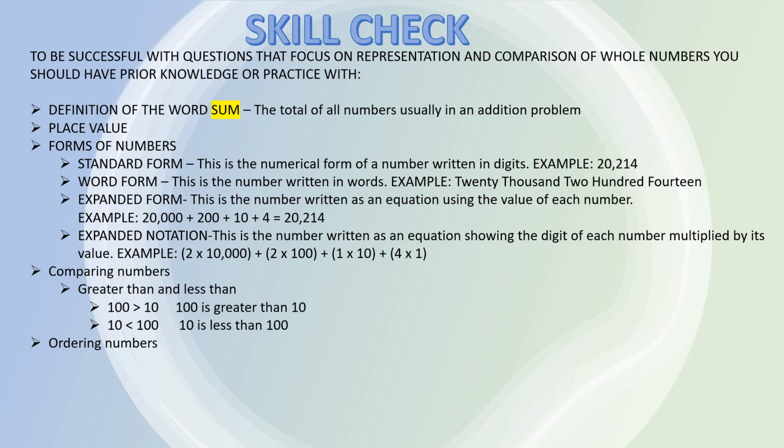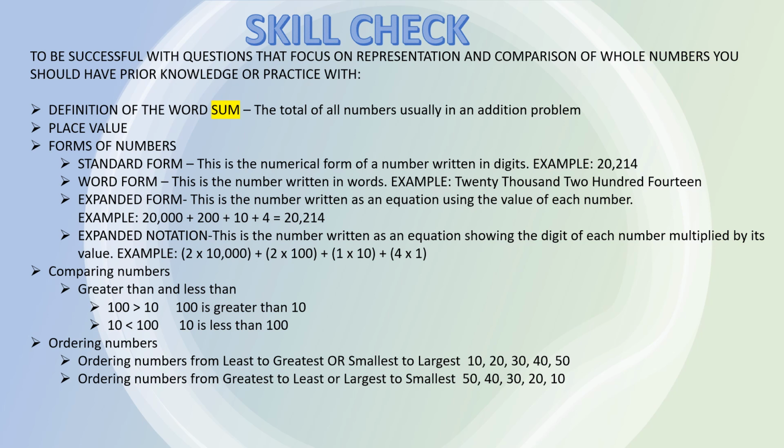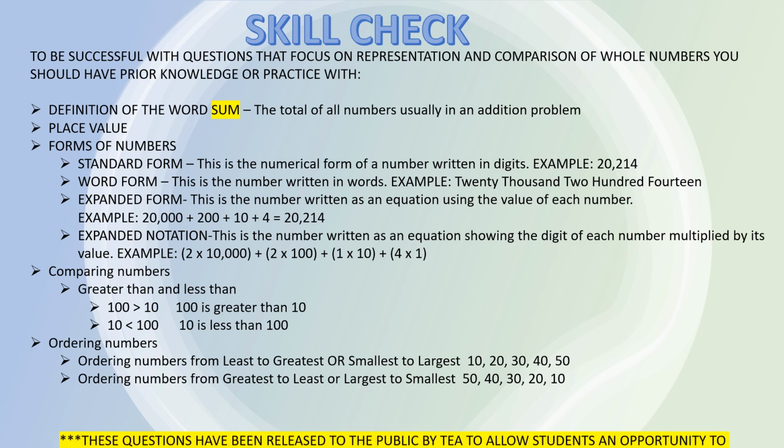You need to be able to order numbers as well. Ordering numbers from least to greatest or smallest to largest. For example, if I count up 10, 20, 30, 40, 50, 10 is the smallest, 50 is the largest. And you need to be able to order numbers from greatest to least or largest to smallest. Same set of numbers, but this time I listed 50, the largest number first, and 10, the smallest number last.